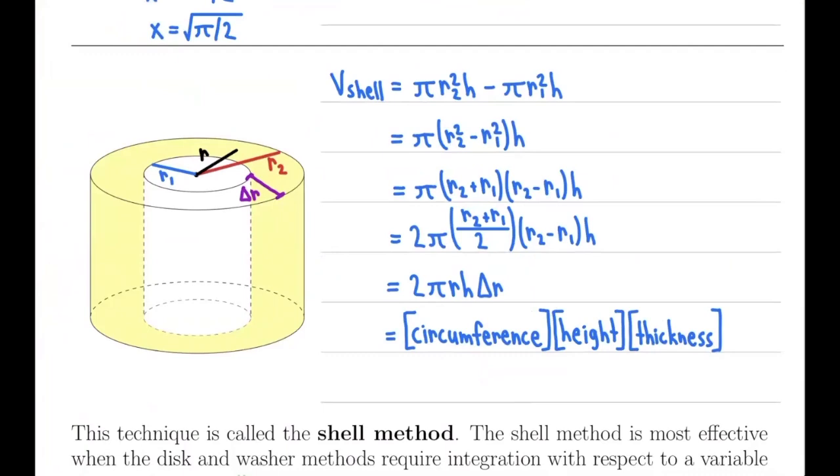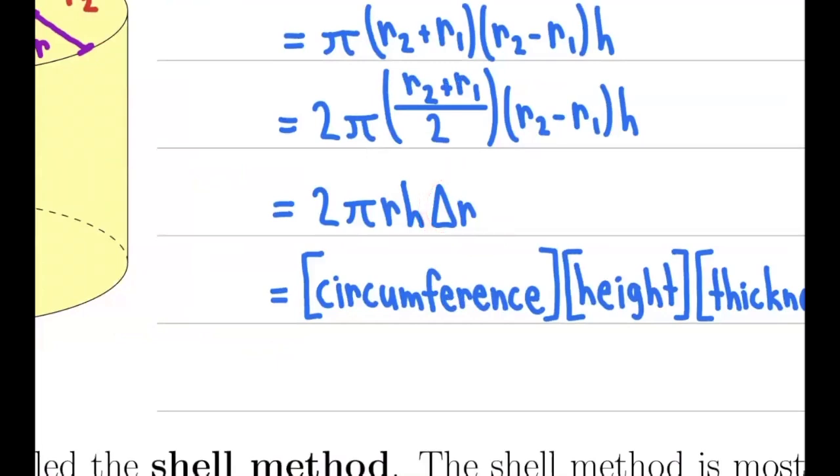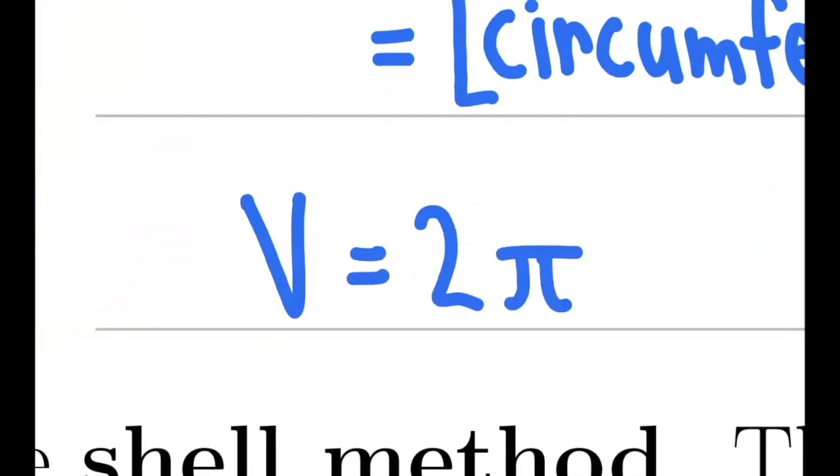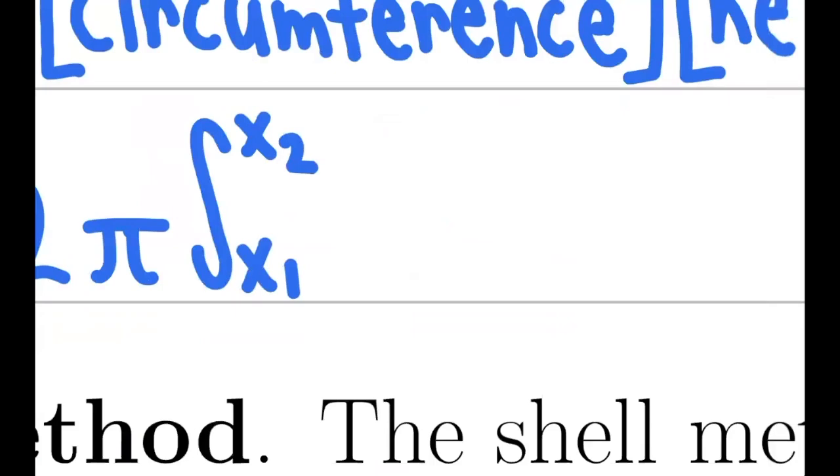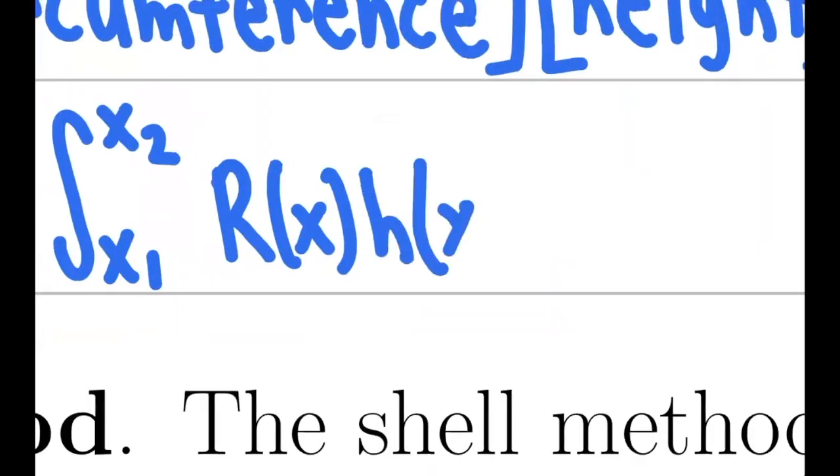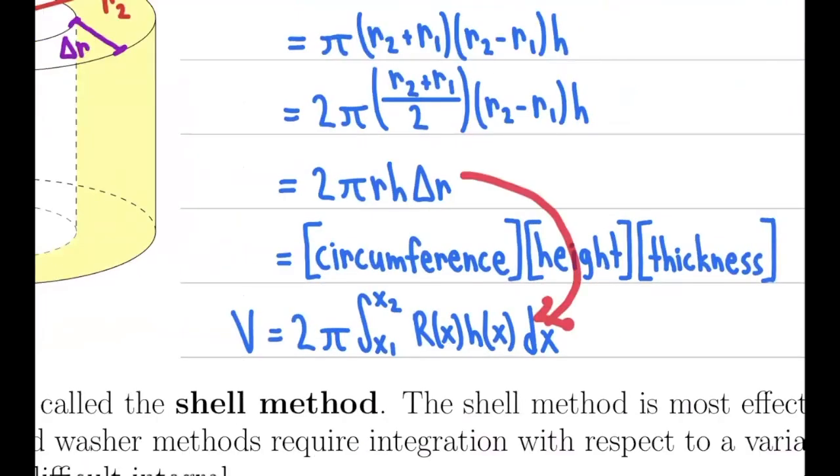Anyway, yes, circumference times height times thickness. This is the volume of one shell, but to find the total volume of a solid, we need to sum up the volumes of a bunch of cylindrical shells. And as the number of shells approaches infinity, this delta R, the thickness, is going to become dr, or well, dx. And this will lead us to this integral. V equals 2 pi times the integral from x1 to x2 of the radius function times the height function dx. So that's what this is going to become when you let the number of shells approach infinity.